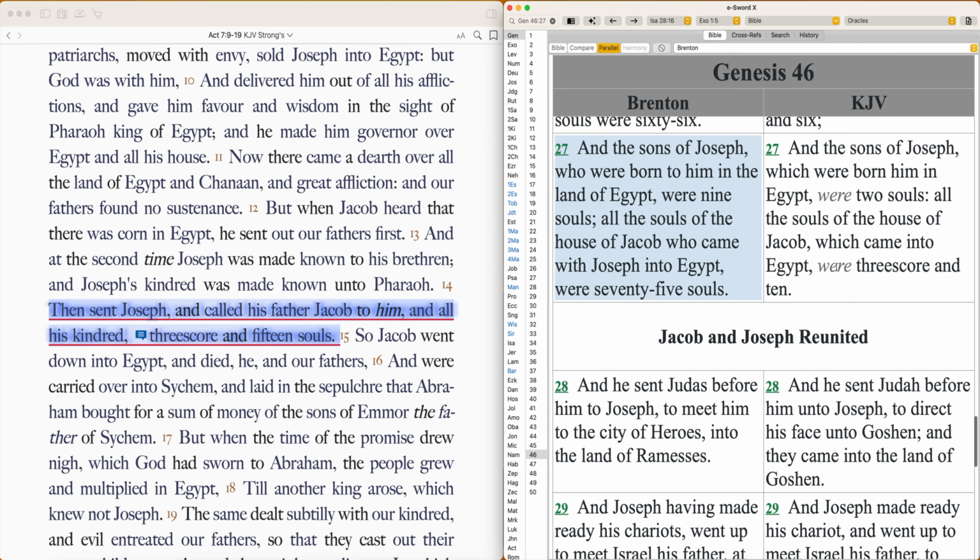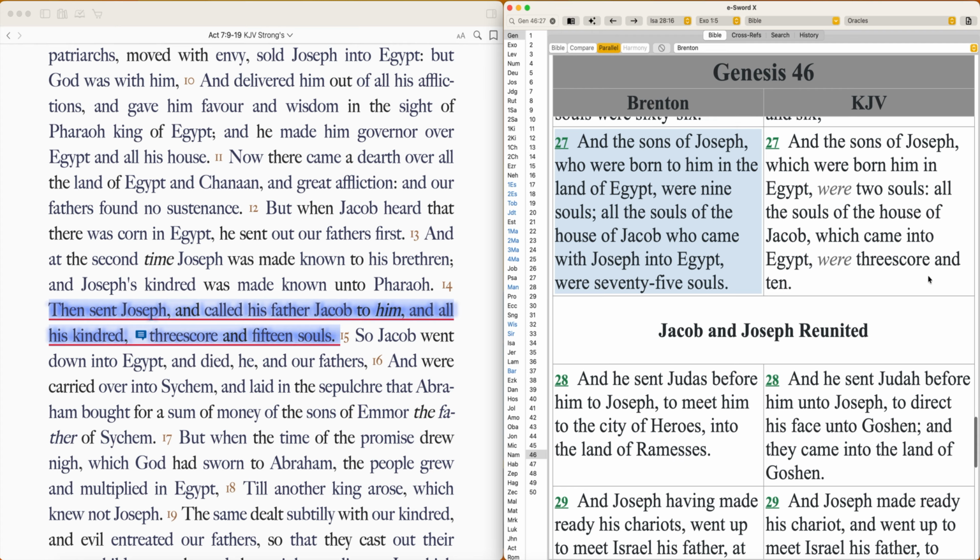Now, if you compare that to the King James Masoretic, they still only put 70. They say 70. Stephen said 75. The Septuagint says 75 souls. So you got different verses like that that actually show you that when the writers of the New Testament were quoting stuff from the Old Testament, they were quoting from the Greek Septuagint, not from the Masoretic text. If this makes any sense.